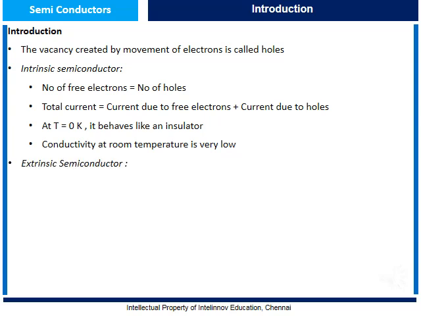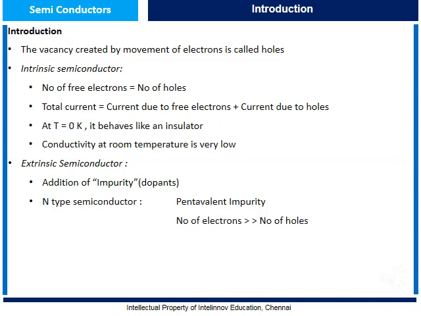Let us look at extrinsic semiconductor. In this semiconductor, impurities are added. These impurities are nothing but dopants. This can be categorized into two types, N-type semiconductor and P-type semiconductor. In case of N-type semiconductor, pentavalent impurity is added, and in this case number of electrons is much larger than number of holes. In case of P-type semiconductor, trivalent impurity is added, and in this case number of holes are much larger than number of electrons.